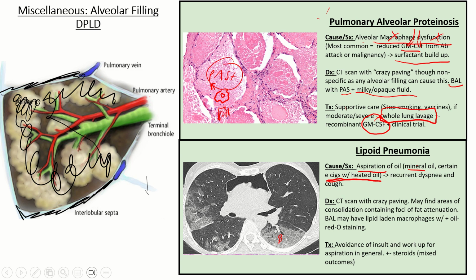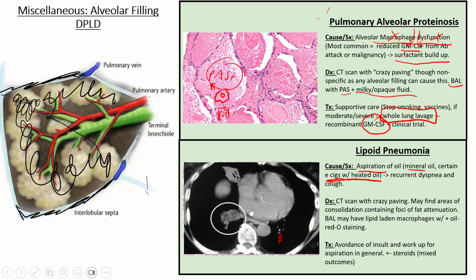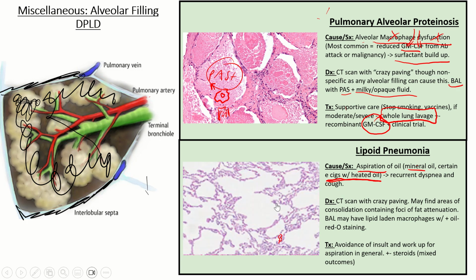This one's kind of interesting. So, once again, alveolar filling. But on the CT scan, sometimes you can actually see that there is some fat really here, right? So these patients may have foci of fat attenuation on their CT scan, and that can really be a clue that they have lipoid pneumonia.